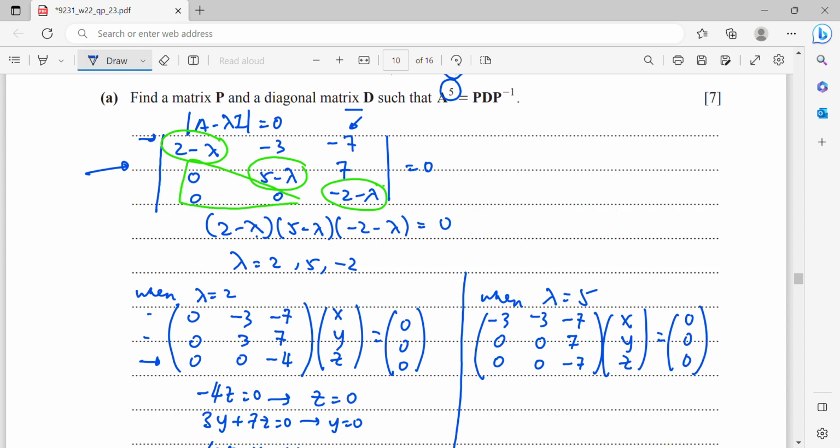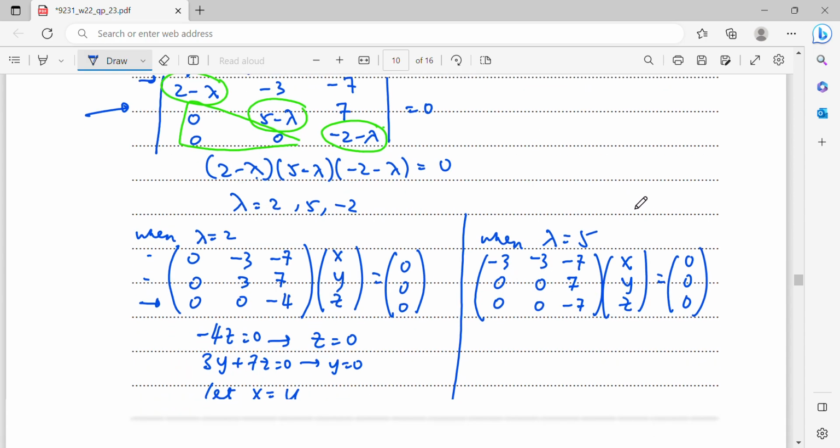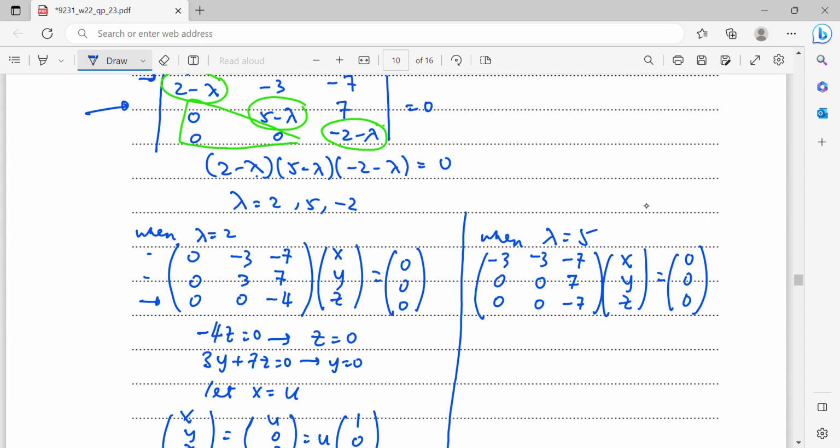Okay, so from here, the second and third row will be the same, so we just take one of them. Maybe I take the third row to form the equation. Then I get my z is 0. Now for the first row, since it is minus, minus, minus, I can just ignore all the minus and write plus for all.